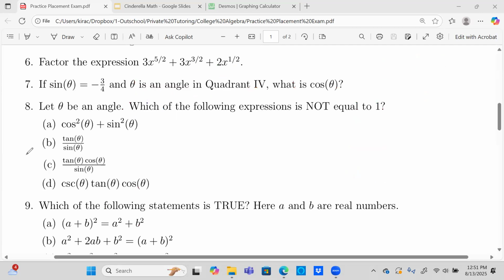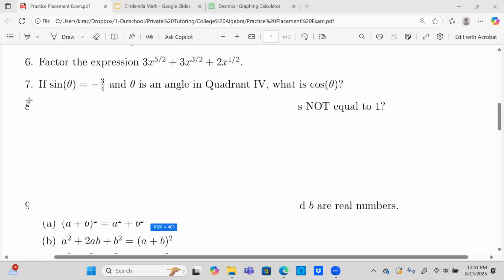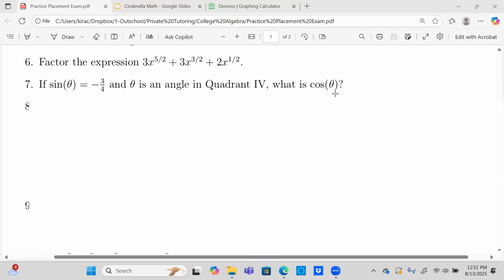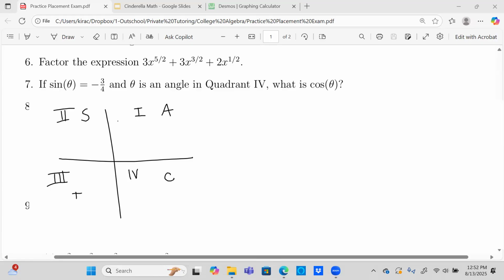Coming to 7. If sine of theta is -3/4 and theta is in quadrant 4, what is cos theta? Okay. So remind me of the quadrants here. 1, 2, 3, 4. And we have a saying, all students take calculus. So because we're in quadrant 4 and we're dealing with cosine, see how the C is right there? The answer is going to be positive. So we do know that. So if this was multiple choice and some of them were negative, you'd get rid of those. So we know the answer is going to be positive.